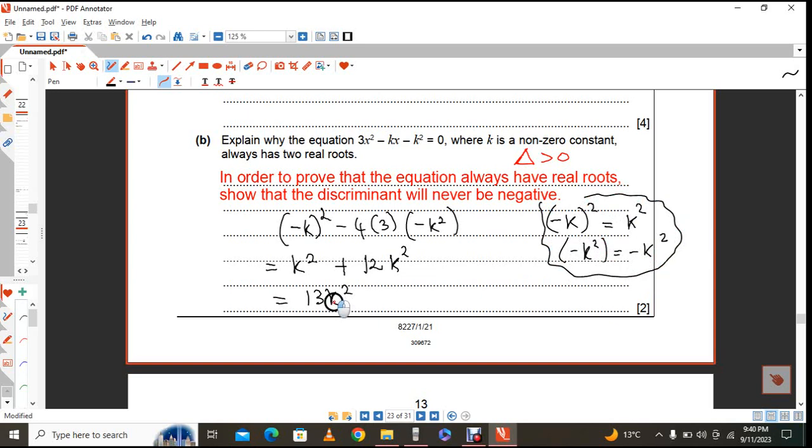All right, since that is the case, whatever you substitute for k, whether k is a negative number, whether k is a positive number, anything that you square will be positive. So this answer will always be positive. So therefore, there will always be two real answers or real roots.